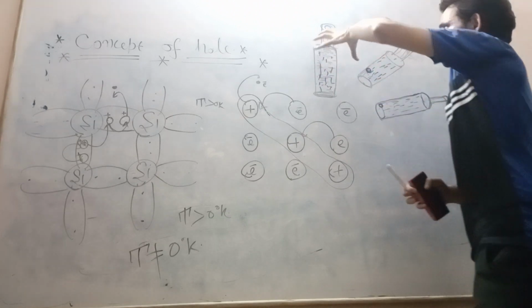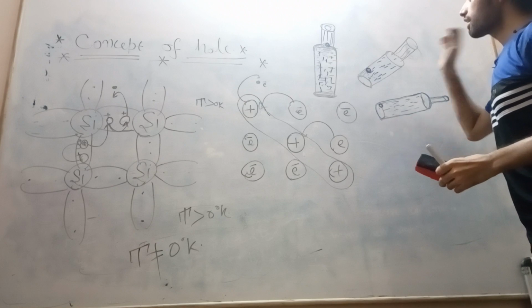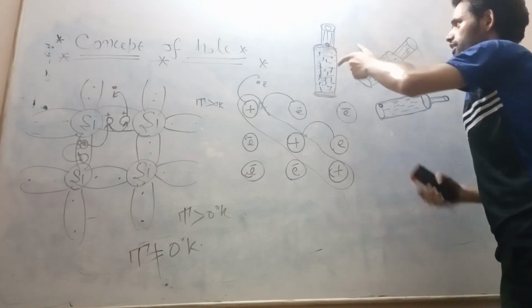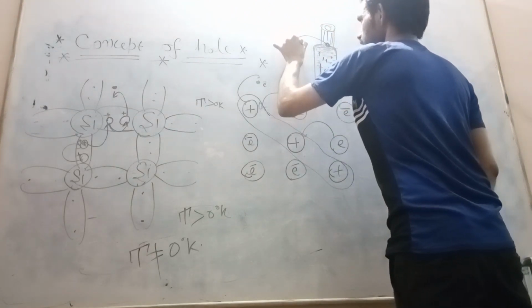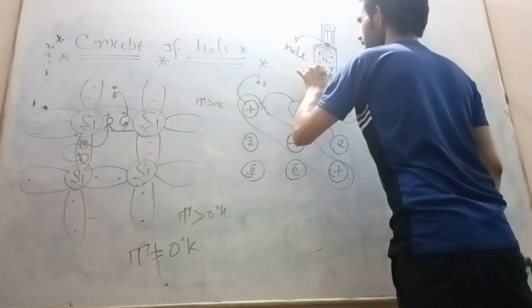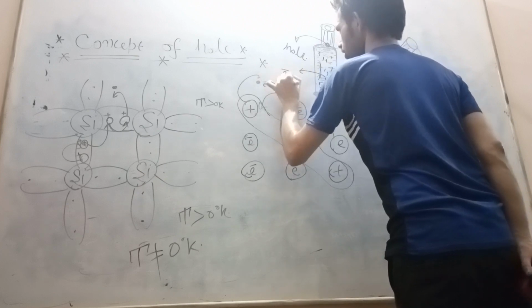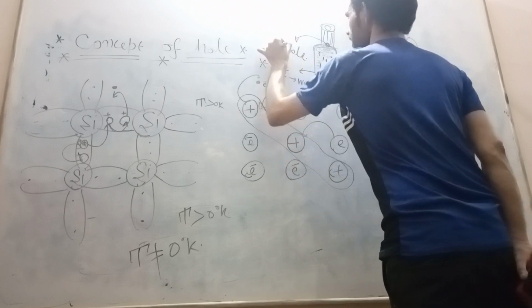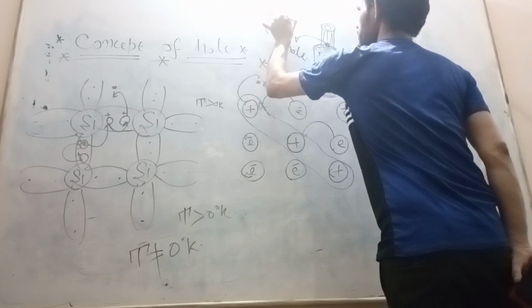Okay, so what we are seeing is that this water bubble is moving. This water bubble is nothing but our hole. This is the hole, and this water is nothing but our electron. Electron is water, and this hole is nothing but the water bubble.